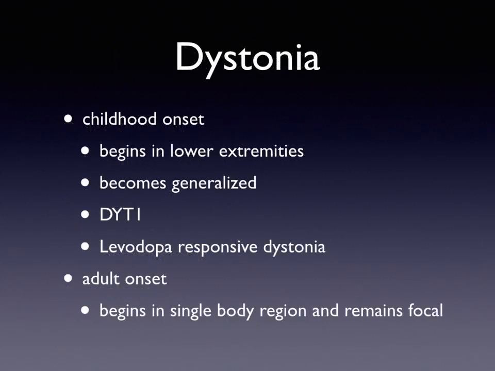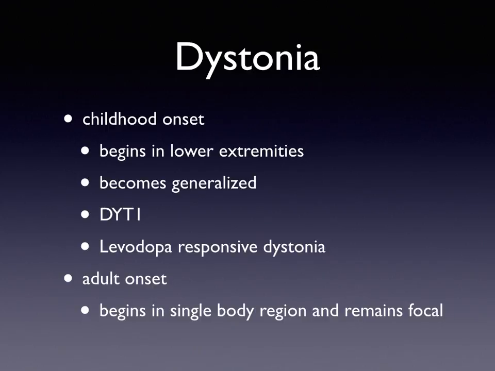Childhood onset usually is more of a generalized form of dystonia. It usually begins in the lower extremities. The most common form of this is the DYT1 form of dystonia. And unfortunately, that one does not have great treatment. It's generalized, and those patients often are required to have deep brain stimulation.